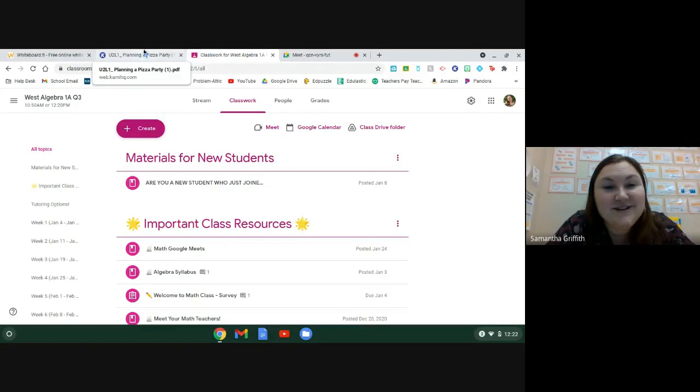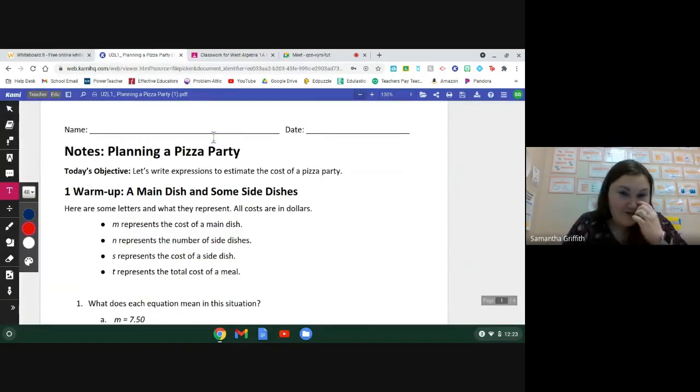We are starting Unit 2 today, which is all about linear equations, inequalities, and then something called a system. You all in pre-algebra saw a little bit about equations, a little bit about inequalities, so we're really going to be building on that knowledge from pre-algebra, and then we're going to be introducing something called a system later on in this unit. Our objective today for this introduction lesson is to write expressions to estimate the cost of a pizza party. The whole theme of this lesson has to do with a pizza party and how we can use what you already know about algebra to write these algebraic expressions.